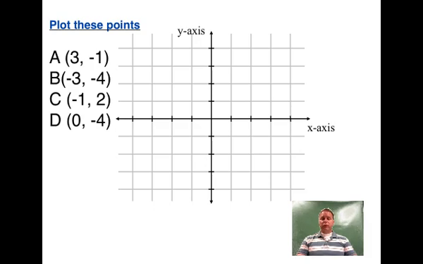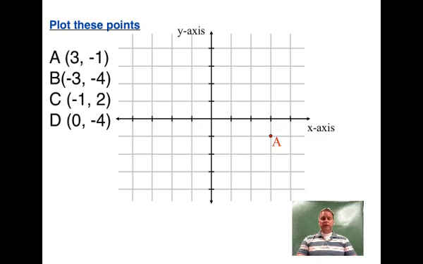So for point A, we have +3, -1. So the first number tells us to go left or right. Since it's a +3, we're going to go 3 to the right. Then we have -1, which means we're going down 1, which puts us right about there. So we'll put a point, and we want to label it. Make sure you label. We got point A.